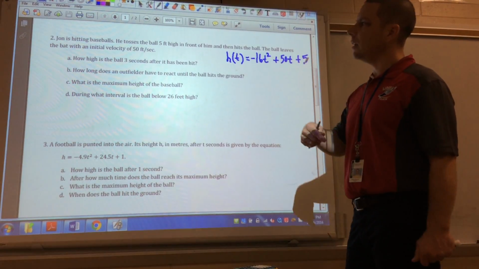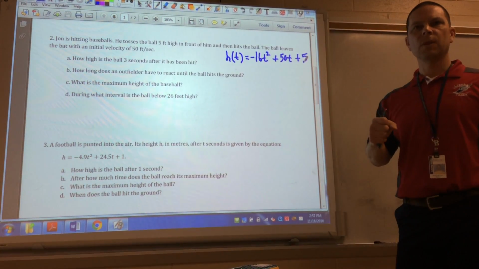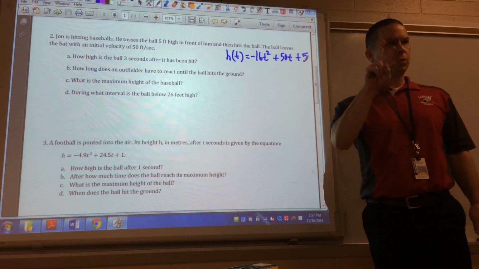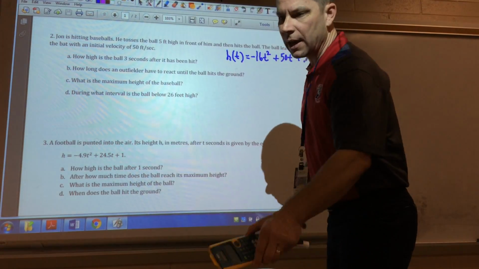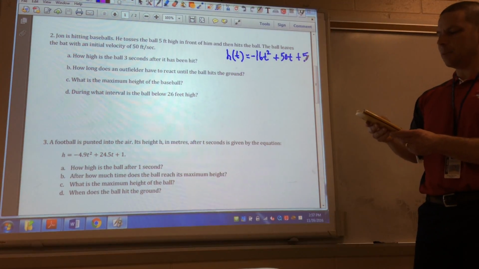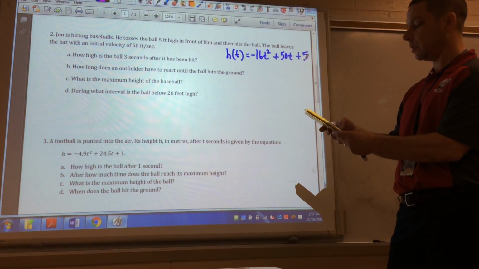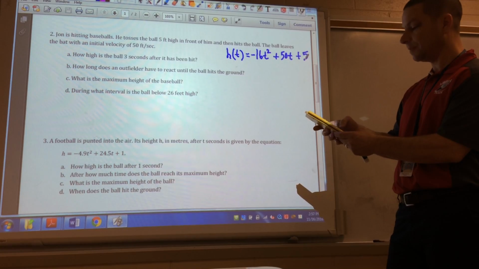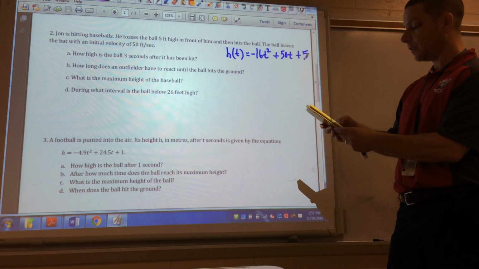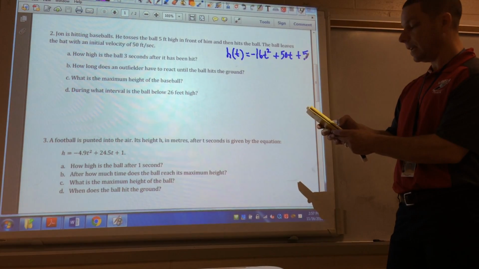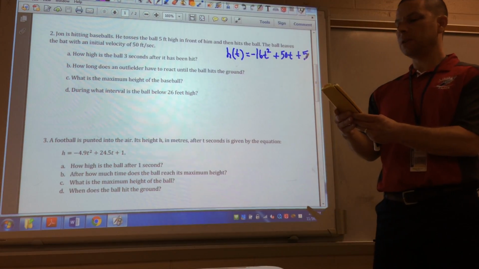All right, part A. How high is the ball 3 seconds after it has been hit? So, like we talked about in number 1, we got 2 choices. We can plug 3 in for t. Or, let's go ahead and get this in the table in our multi-view. So, I'm going to clear out my last one, and in there I'm going to put negative 16 x squared plus 50 x plus 5. Enter, enter, enter.